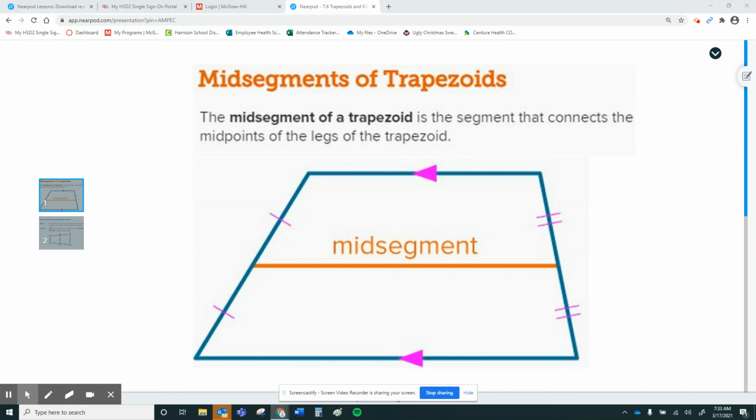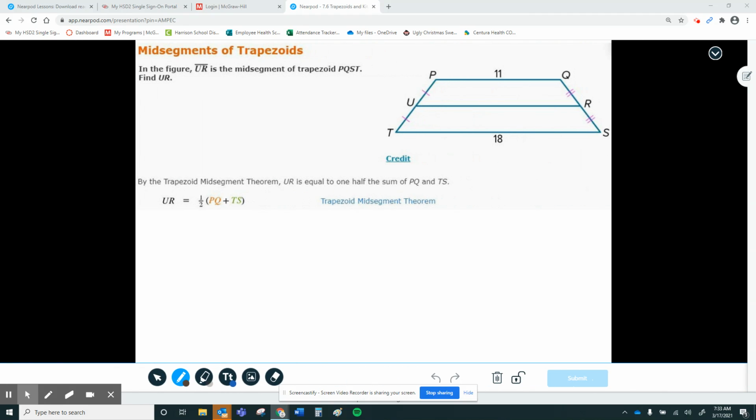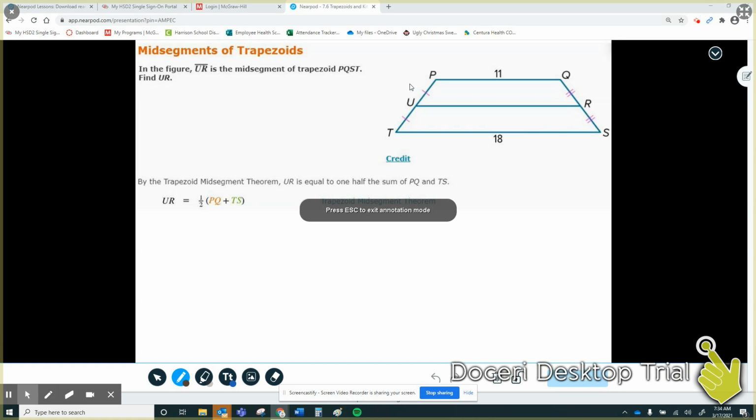Okay, now let's talk about the midsegment. If we want to find the length of the midsegment, UR, for instance, in this case, we use the equation that we learned. And again, that says that you add the two bases of the trapezoid and then divide it by 2. So in this case, my first base is 11. My second base is 18. It's a pretty straightforward formula.